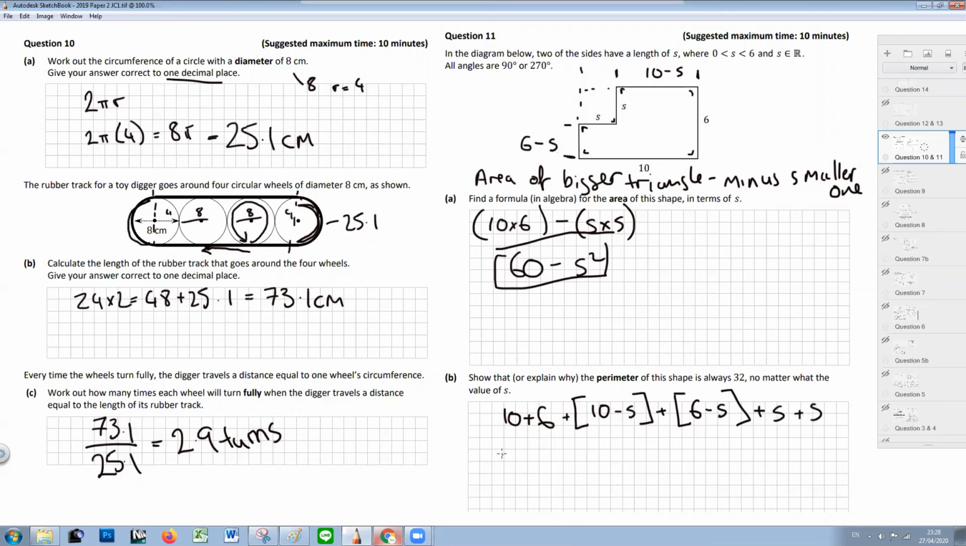So that is going to be 10 plus 6 plus 10 minus s plus 6 minus s plus s plus s. That is going to cancel with that. That is going to cancel with that. And you're going to be left with 32. So no matter what value of s you have, you're always going to be left with 32. I hope that's clear. So basically you just sub in the values that you have for the perimeter and work it out. And that should be pretty clear. All right, then on to question 12 and 13.